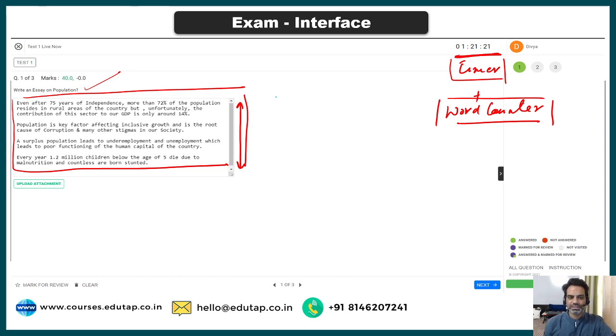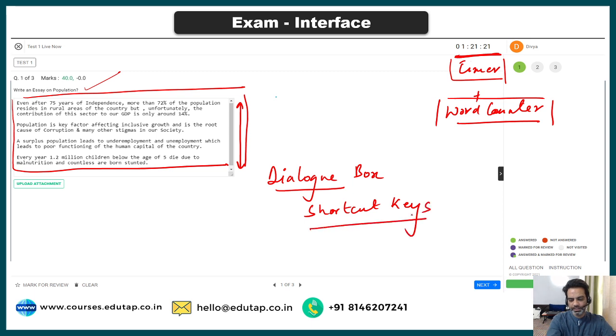Right. So this is what your interface looks like. It will not be a Word document or a notepad. It will be a dialog box. So guys, what you should know is that in a dialog box, you cannot use any of the shortcut keys. You cannot bold, you cannot put something into italics or underline something, or use cut, copy, paste.